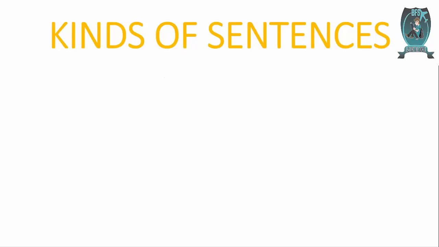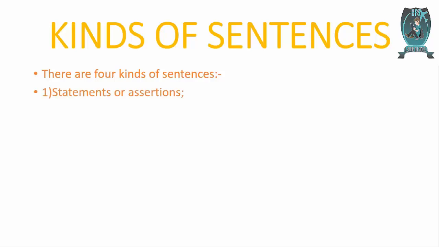So let's start with kinds of sentences. Generally there are four kinds of sentences. The first one is those which make statements or assertions, as in Humpty Dumpty sat on a wall. And second, those which ask questions, like where do you live, where are you coming from. So these kinds of questions are also a kind of sentence.